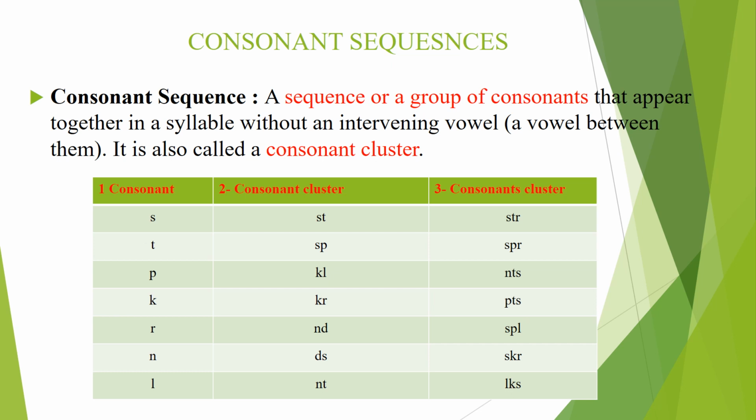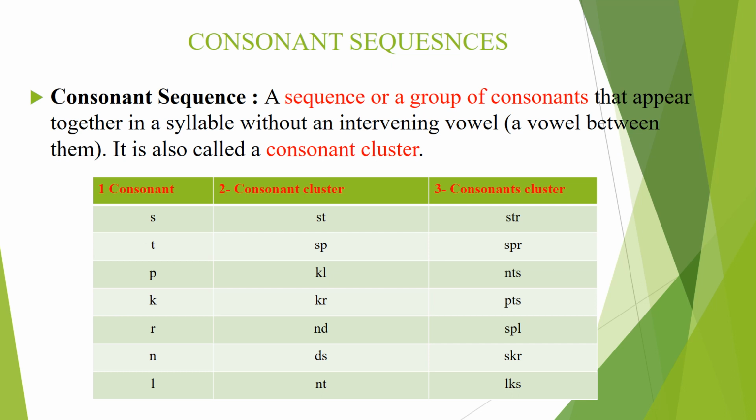The table below shows one consonant, two consonant cluster, and three consonant cluster. In the first column, we only have individual or single sounds, single consonants. Se, pe, te, ke, ra, na, le. In the second column, we have two consonant cluster. Ste, spe, kle, kra, nde, se, te. Notice that the consonant cluster does not have a vowel between the consonants. The third column, we have a three consonant cluster. Stra, spra, spla, skra, and so on.